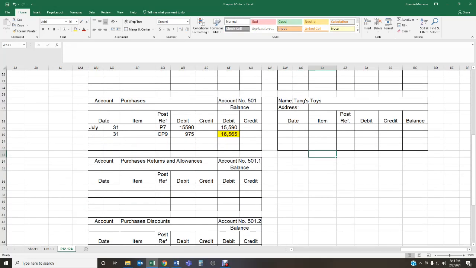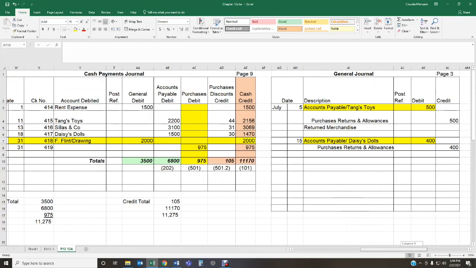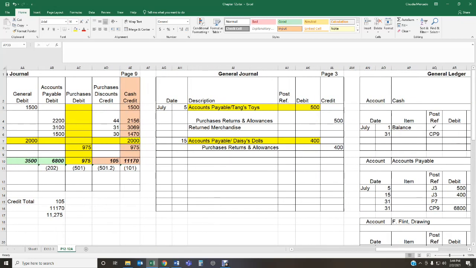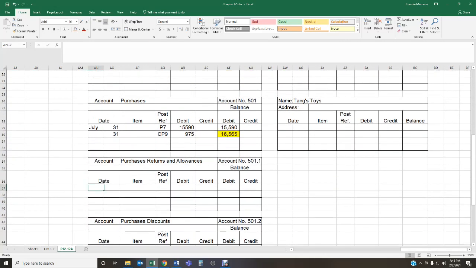Purchases, returns, and allowances. Do we have any purchases, returns, and allowances? Yes, we do. We have two. Where's my general journal? Right here. We have two transactions. Here's the first one, and here is the second one. Those are going to be entered into my purchases, returns, and allowances account. So let's look for it. This happened on July the 5th, coming from general journal page number 3.